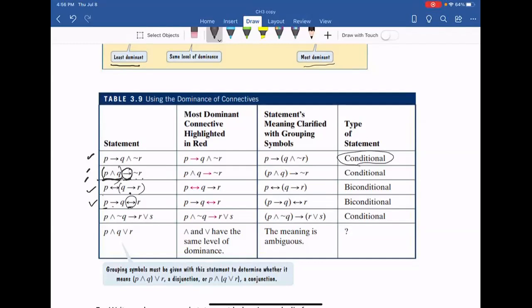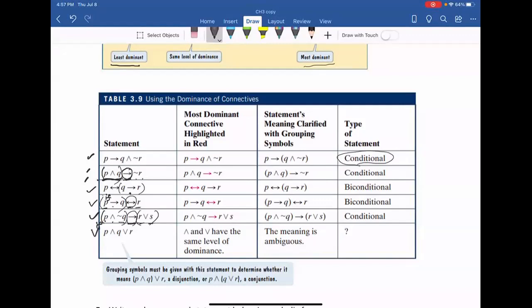How to express it in English? I should say, in the parentheses, if P, then Q, if and only if R. Next one, dominant is this. So I can group them together. How to express? If P and not Q, then R or S. This is a conditional statement.